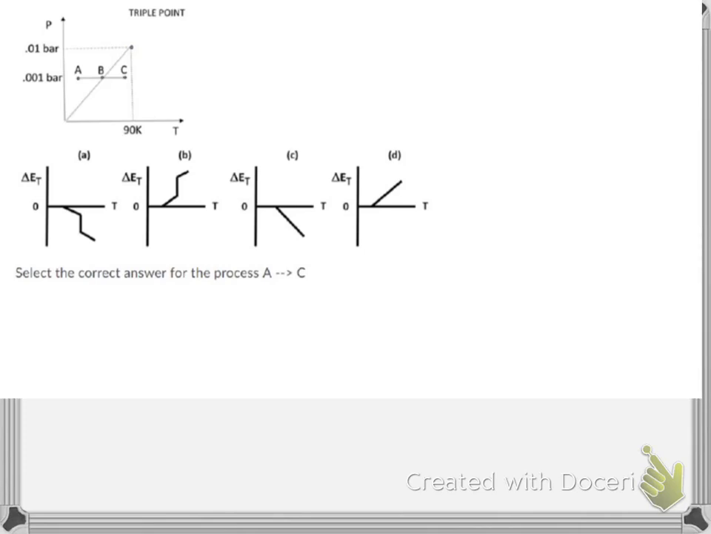Now we have some more work with heating and cooling curves, and if you'd like to see these problems worked out, the next 4 slides go through them in great detail.